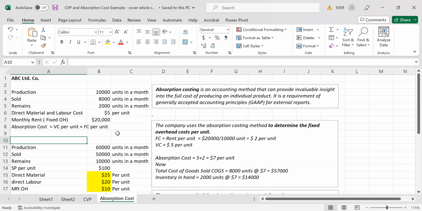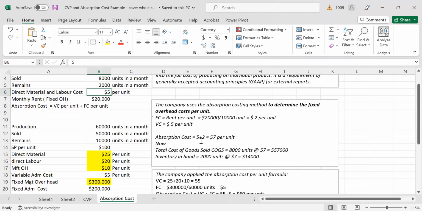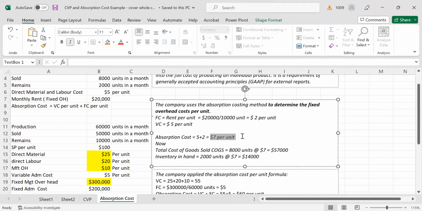But if we don't have the fixed cost per unit available, we can calculate it. The fixed cost is 20,000. How many units have we produced in this month? 10,000. So 2 per unit will be the fixed cost per unit. We know the variable cost per unit is 5, already given, right? And 2 is the fixed cost. So 5 plus 2 is equal to 7 per unit. That will be the absorption cost.